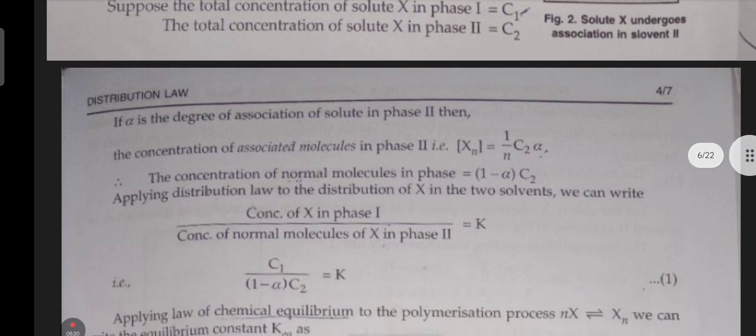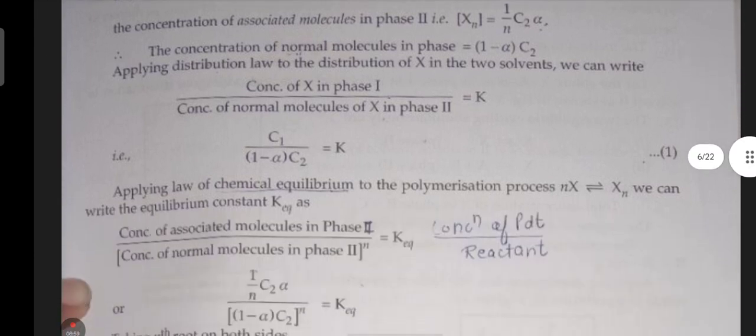If alpha is the degree of association of solute in phase 2, then the concentration of associated molecules in phase 2 is equal to 1 by n C2 alpha. The concentration of normal molecules in phase 2 is equal to 1 minus alpha into C2. Applying the distribution law to the distribution of X in the two solvents, we can write concentration of X in phase 1 upon concentration of normal molecules of X in phase 2 is equal to K.